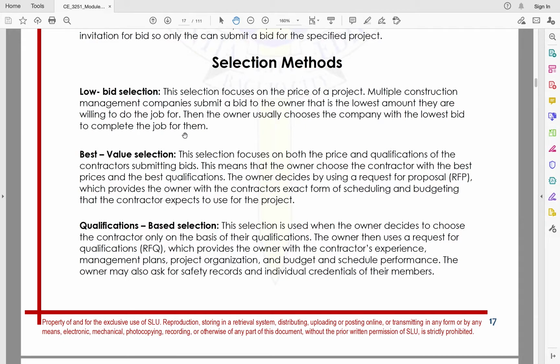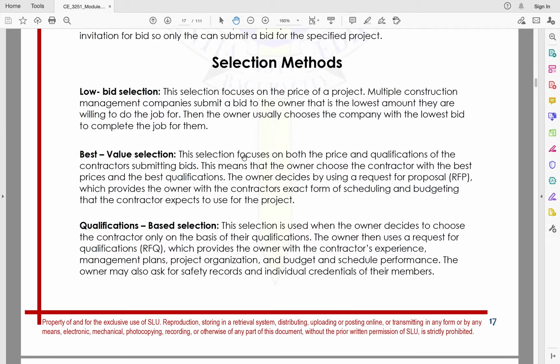So for a low bid selection, for example, may mga nagsubmit na ng proposal nila. You have 3.7, let's say 3.7 million, 3.75 million, 3.8 million, 3.65 million, and so on. So if it would be a low bid selection, as a construction management, you are going to select the lowest value, which in our case is 3.65 million. Okay? Next is best value selection.